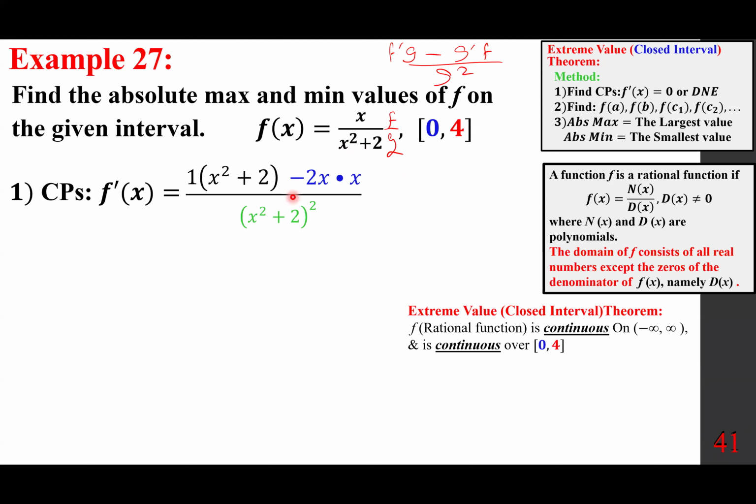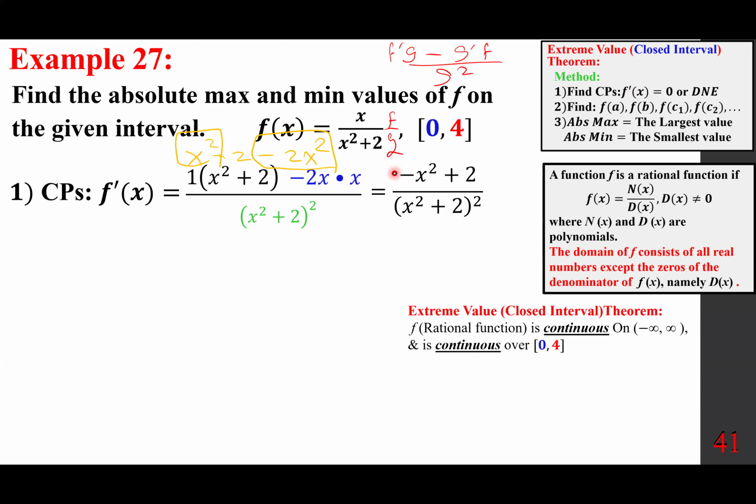Simplification of the numerator, let's see what we get. These two add up to minus x squared. So f prime is minus x squared plus 2 over x squared plus 2, quantity squared. And all we've done, we've come this far. But now we're going to look at f prime equals 0 and does not exist.